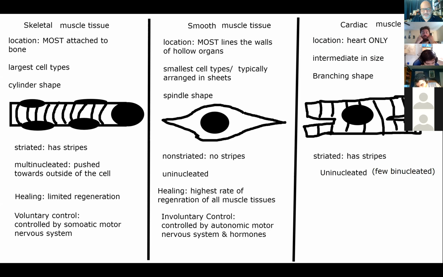When it comes to healing, how much regeneration does cardiac muscle do? None. No regeneration. When that cardiac muscle tissue gets damaged, it cannot repair itself, which is why damaging your heart is so dangerous. Now, when it comes to control, voluntary or involuntary? Involuntary. Absolutely.